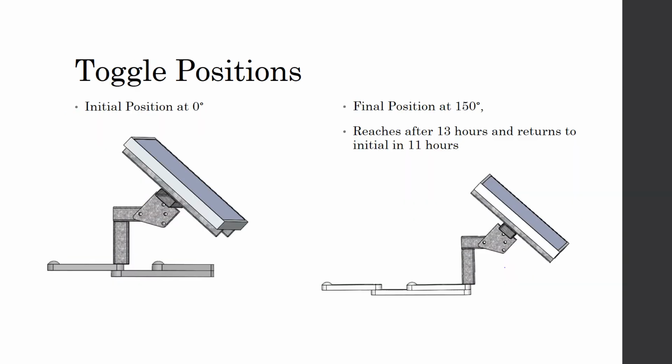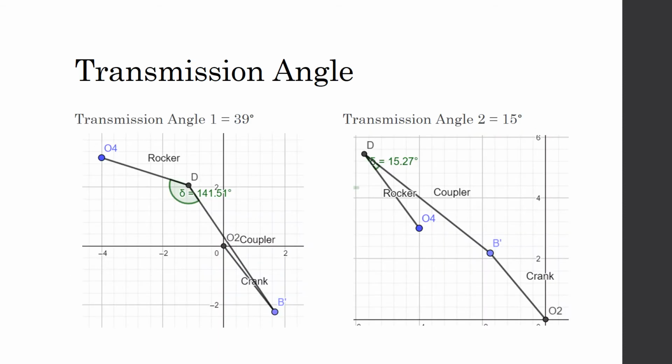This mechanism was designed to have two toggle positions, one at its initial position at 0 degrees and the second at its final position at 150 degrees. It's important to note that it reaches this final position after 13 hours and returns to its initial in 11 hours. It's also important to note that these two toggle positions have transmission angles corresponding to them. For our initial toggle position, we have a transmission angle of 39 degrees, and for our final toggle position, we have a transmission angle of 15 degrees.